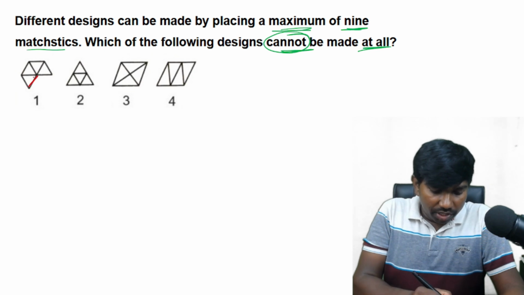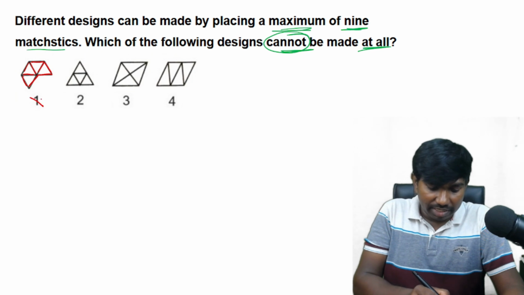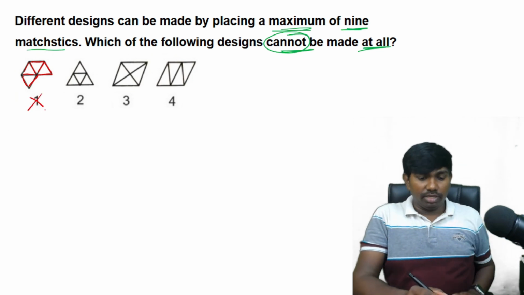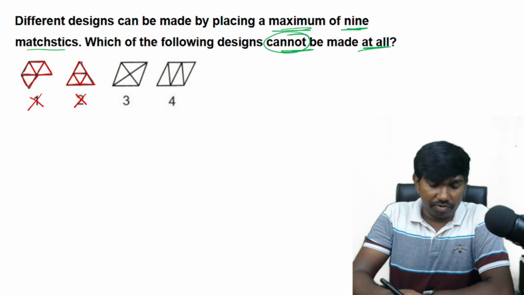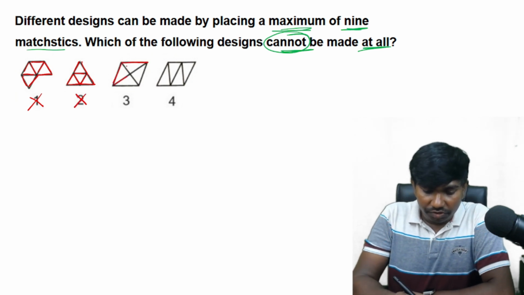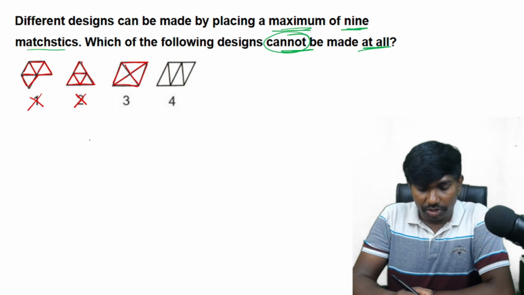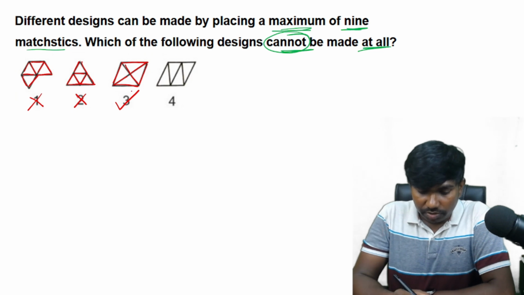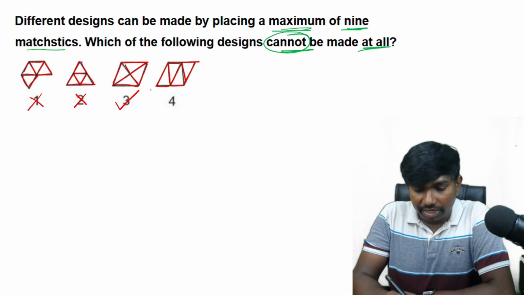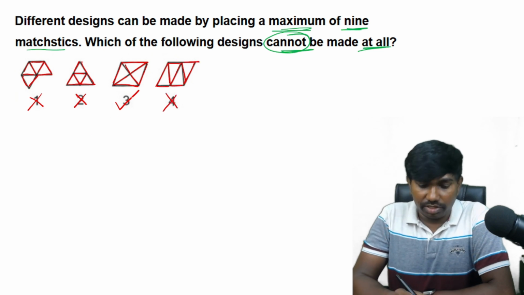Cannot be. So 1, 2, 3, 4, 5, 6, 7, 8, 9 matchsticks. That means it cannot be our answer. This cannot be our answer. Next, 1, 2, 3, 4, 5, 6, 7, 8, 9 matchsticks. This also cannot be our answer. 1, 2, 3, 4, 5, 6, 7, 8 only. So here we have used a maximum of 8 matchsticks. Let us verify the fourth one also. 1, 2, 3, 4, 5, 6, 7, 8, 9 matchsticks are there. This cannot be our answer. Then answer must be figure.